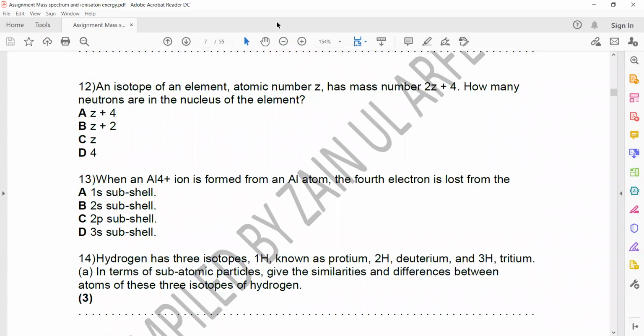An isotope of an element has atomic number Z and mass number 2Z plus 4. How many neutrons are there? To find the number of neutrons, the number of neutrons equals the mass number minus the atomic number. So the mass number 2Z plus 4, minus the atomic number Z. When you solve this, 2Z minus Z is Z, so N equals Z plus 4. That's why A is the right answer.